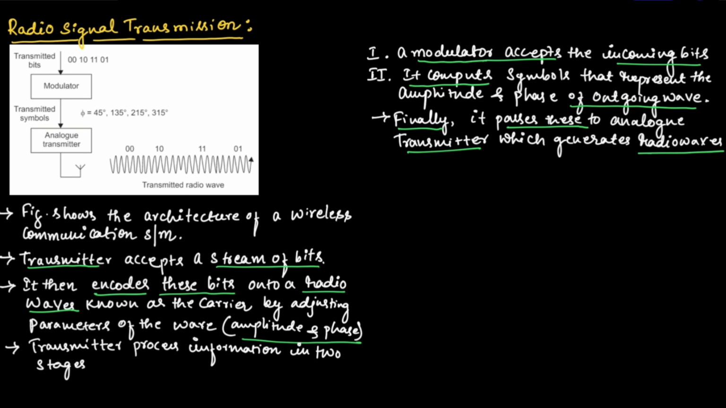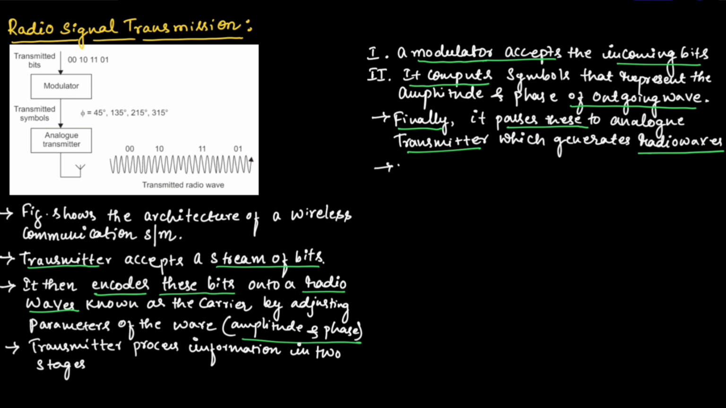The modulator will compute these symbols that represent the amplitude and phase of the outgoing wave. Then finally it passes this information to the analog transmitter, which generates the radio waves. These radio waves are known as the transmitted radio wave.